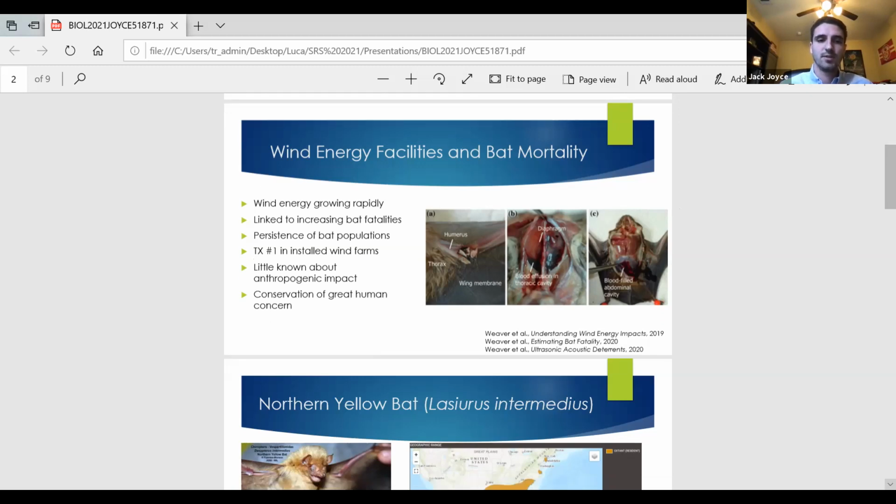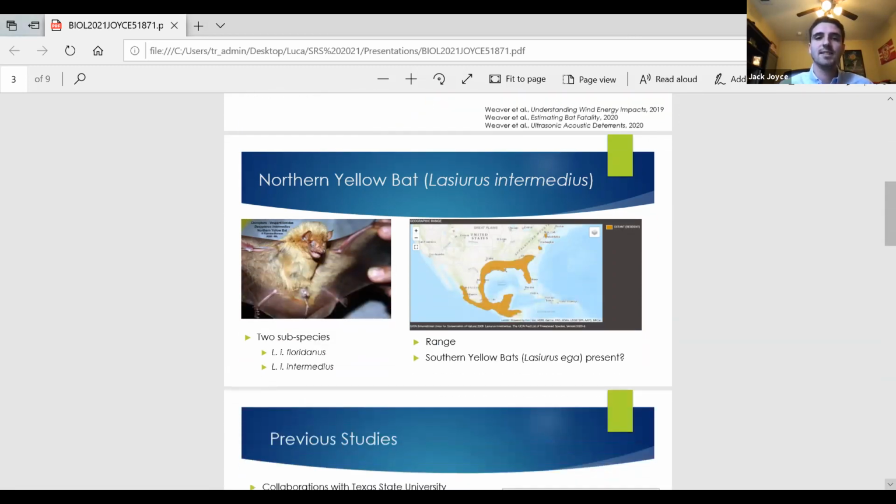On the next slide, we'll start talking about specific things related to northern yellow bats, also known as Lasiurus intermedius. There are two subspecies, Lasiurus intermedius floridanus and Lasiurus intermedius intermedius. This map shows their range throughout the eastern United States, the Gulf Coast down to South Texas, as well as parts of Mexico and Central America. Interestingly, southern yellow bats, Lasiurus ega, also share parts of this range in South Texas. So it's possible that some of my samples will be a mix of northern yellow bats and southern yellow bats, which will provide some interesting data as to which species is most adversely affected.